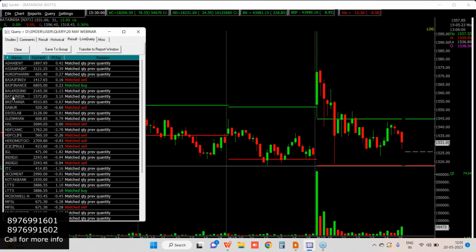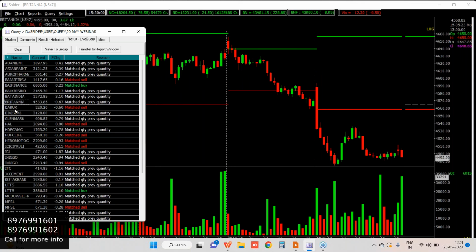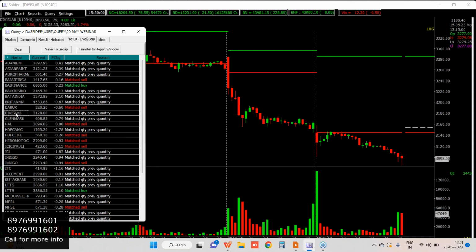Bata India, a proper downtrend here. Britannia, a proper downtrend. Divi's Lab, not a proper downtrend, because the low of this candle was not breached in the next 2 to 3 candles. Here you can see again it went into an inside bar formation and we got a breakout after the last candle.